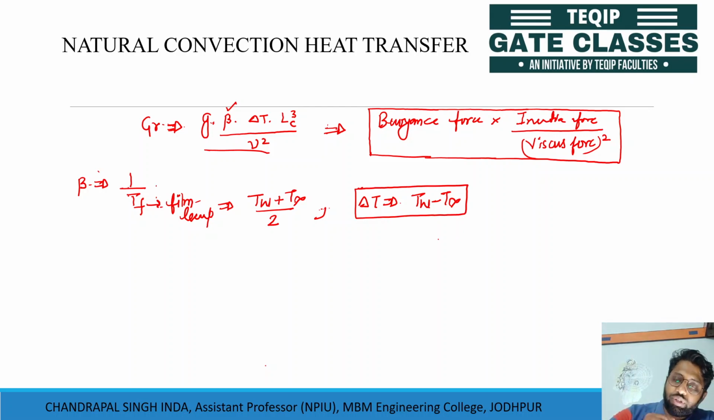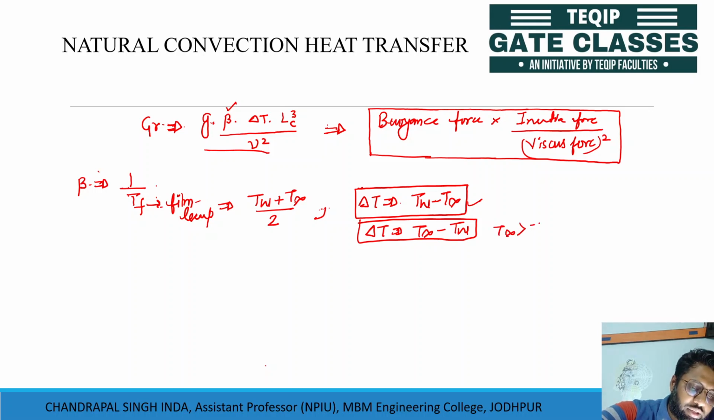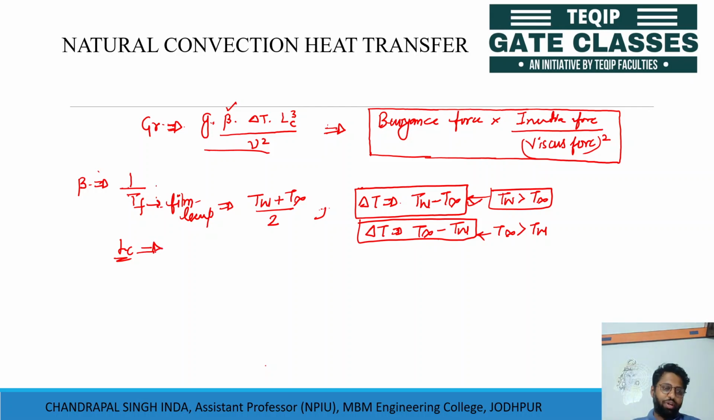If the temperature of the wall is greater than the surrounding fluid, then we will use this, and otherwise delta T will be equal to T infinite minus T wall if T infinite is greater than T wall. And this L_c is a characteristic length. So let's have a few geometries to find the characteristic length.